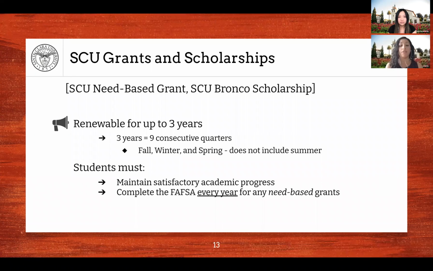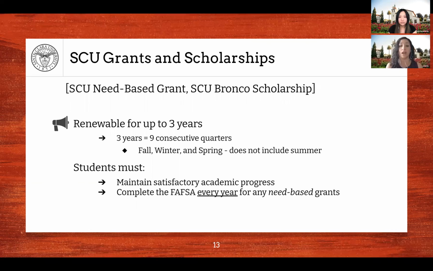And then if the student receives the SEU grant, so if it says the SEU need-based grant or SEU Bronco scholarship, these are going to be renewable for 3 years. So 3 years, we mean 9 consecutive quarters, so fall, winter, and spring. Unfortunately, this doesn't include summer, but the student can always apply for federal aid for the summer term. But again, these are going to be good for 3 years.